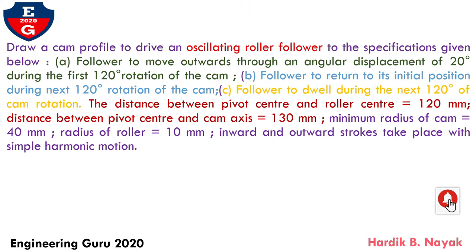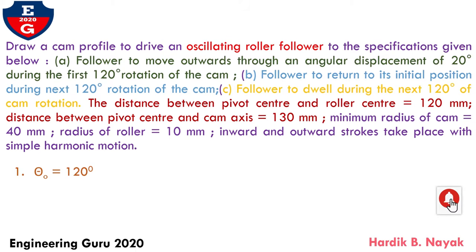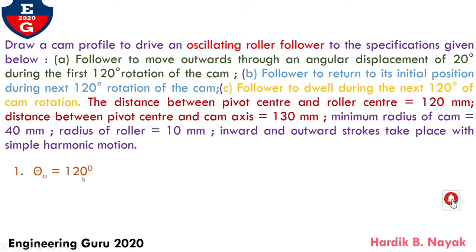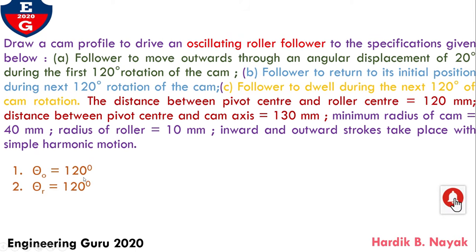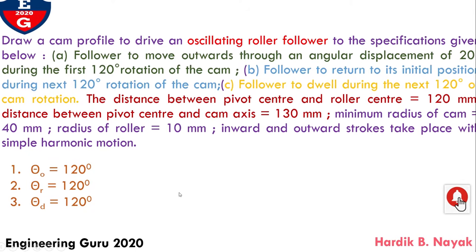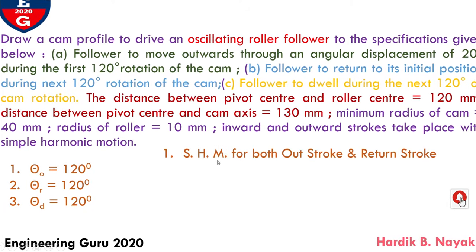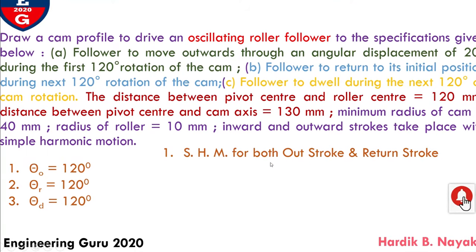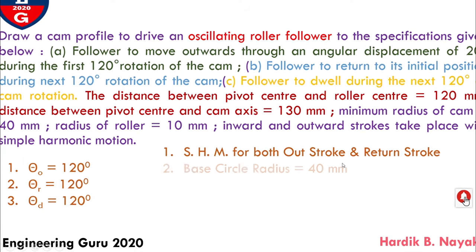Minimum radius of cam equals 40 mm. Radius of roller equals 10 mm. Inward and outward strokes take place with simple harmonic motion. Here, given data: theta O equals 120 degrees means outstroke, theta R return stroke 120 degrees, theta D dwell 120 degrees. Here simple harmonic motion is given for both outstroke and return stroke.